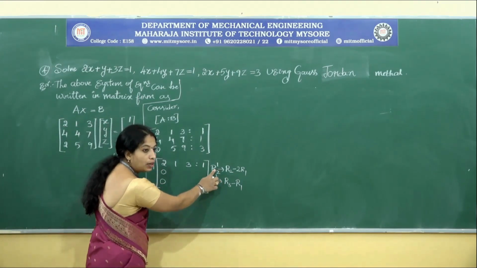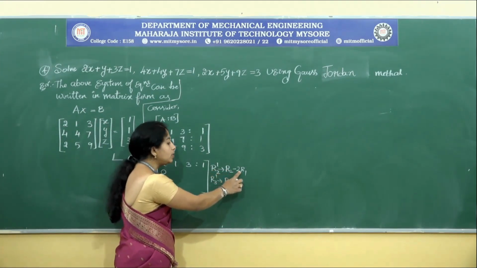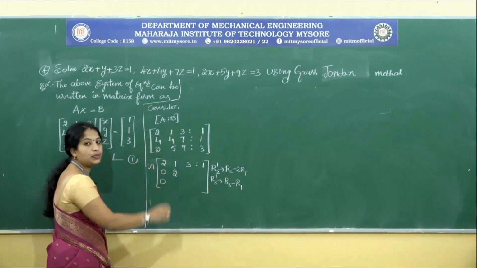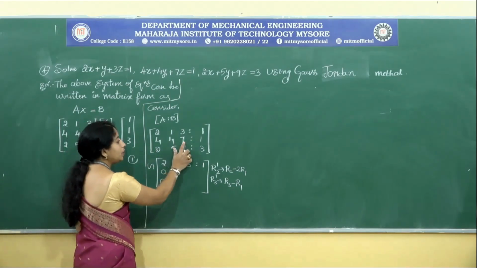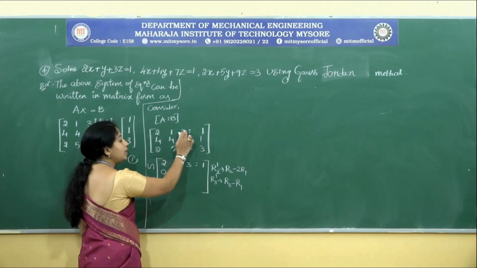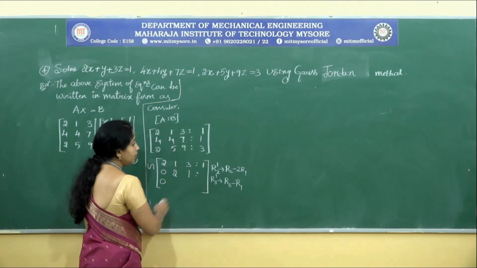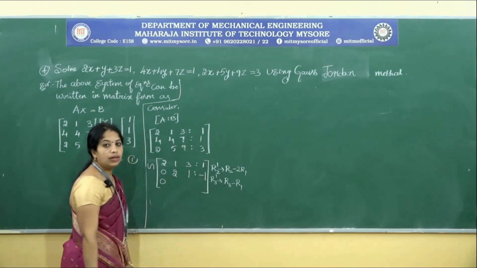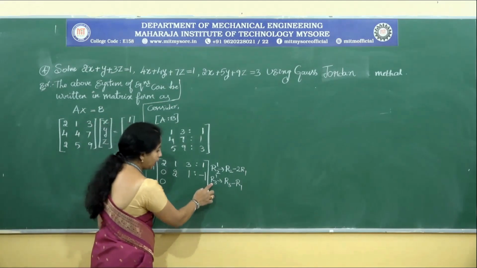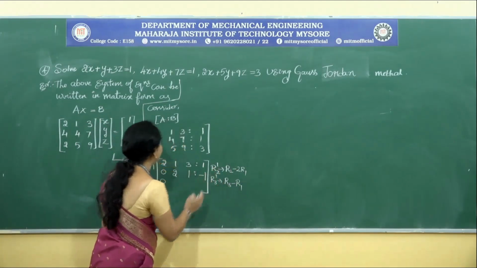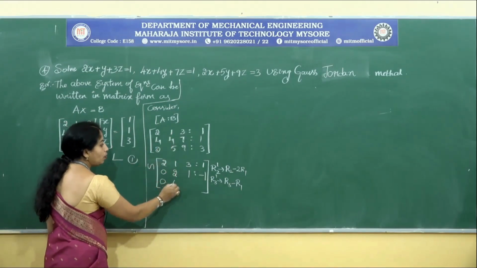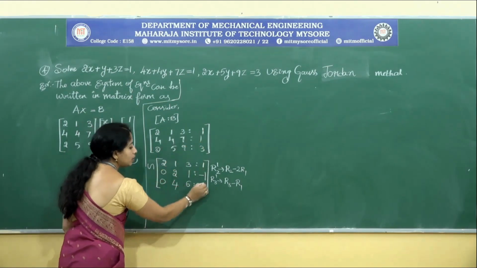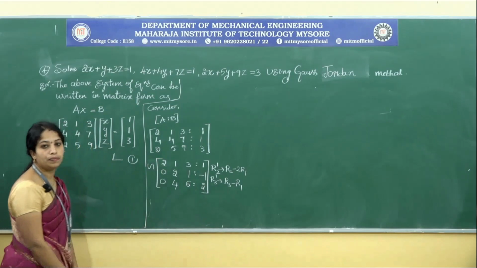The row operation is R2 dash is R2 minus 2 times R1, that is 4 minus 2 times 1, we will get 4 minus 2 is 2. 7 minus 2 times 3 is 6, 7 minus 6 is equal to 1. 1 minus 2 times 1 is minus 1. See the third row operation, R3 dash is R3 minus R1, 5 minus 1 is 4, 9 minus 3 is 6, again 3 minus 1 is equal to 2.